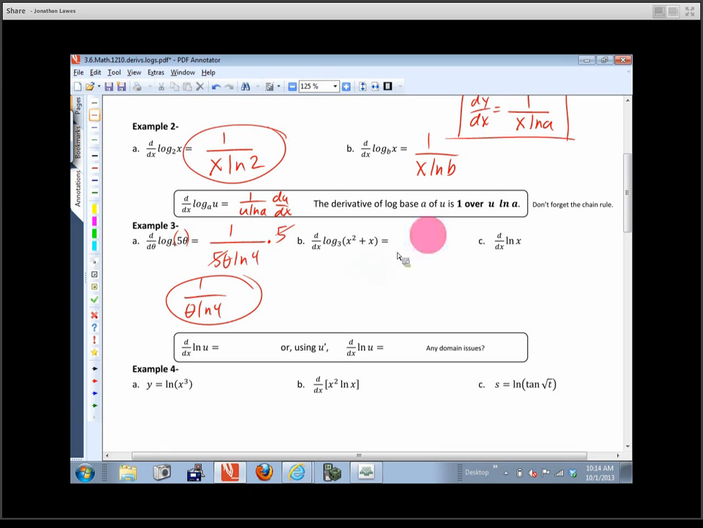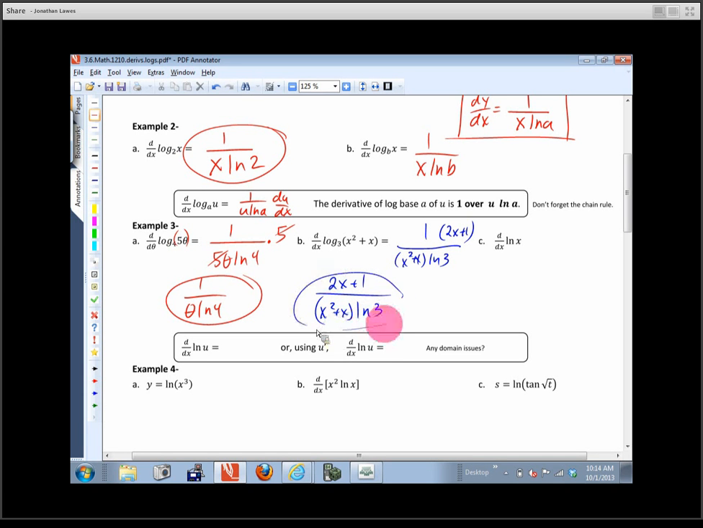Logarithms have always got that 1 over thing going on, so we do 1 over whatever we were taking the log of, so that's going to be x squared plus x, times the ln of the base, and then times the derivative of whatever we were taking the log of. So this is going to be 2x plus 1. Can't cancel anything. It's factored completely. I suppose I could take out an x, but that's still not going to make something that I can cancel with. So we're going to leave this as 2x plus 1 over x squared plus x ln of 3.